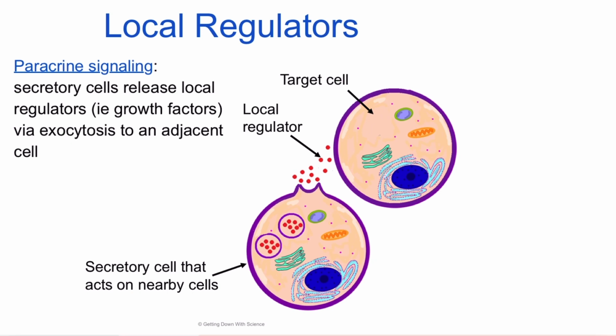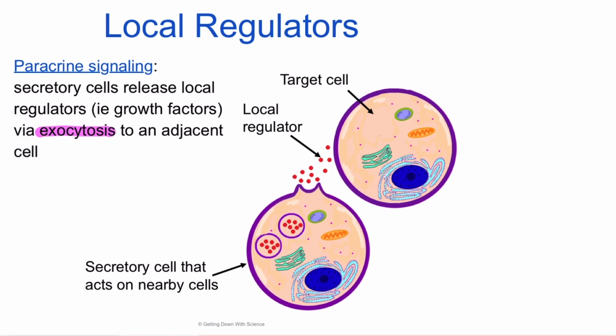So with these local regulators, one of our types is paracrine signaling. So this is whenever your cell that is doing the secreting, aka secretory cells, release local regulators, for example, a growth factor via exocytosis. So this is a vocabulary word that we have had before whenever we're talking about cell transport to an adjacent cell.